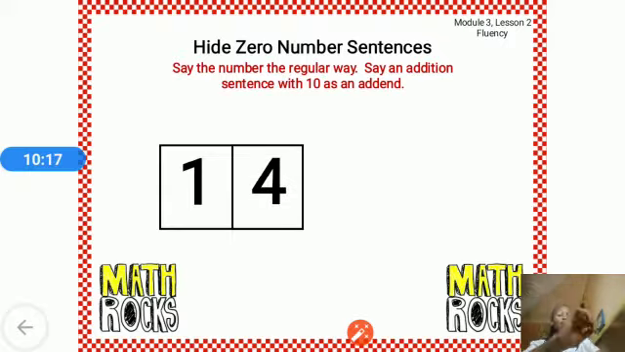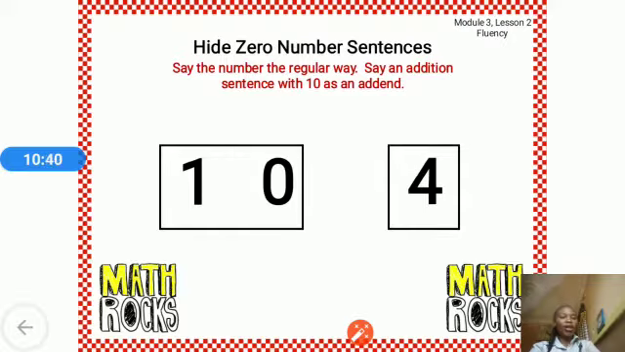We have 14. As you can see, the 0 is hiding under the 4. So that's how we call it hide zero number sentence or hide zero card. Now let's try and separate it.